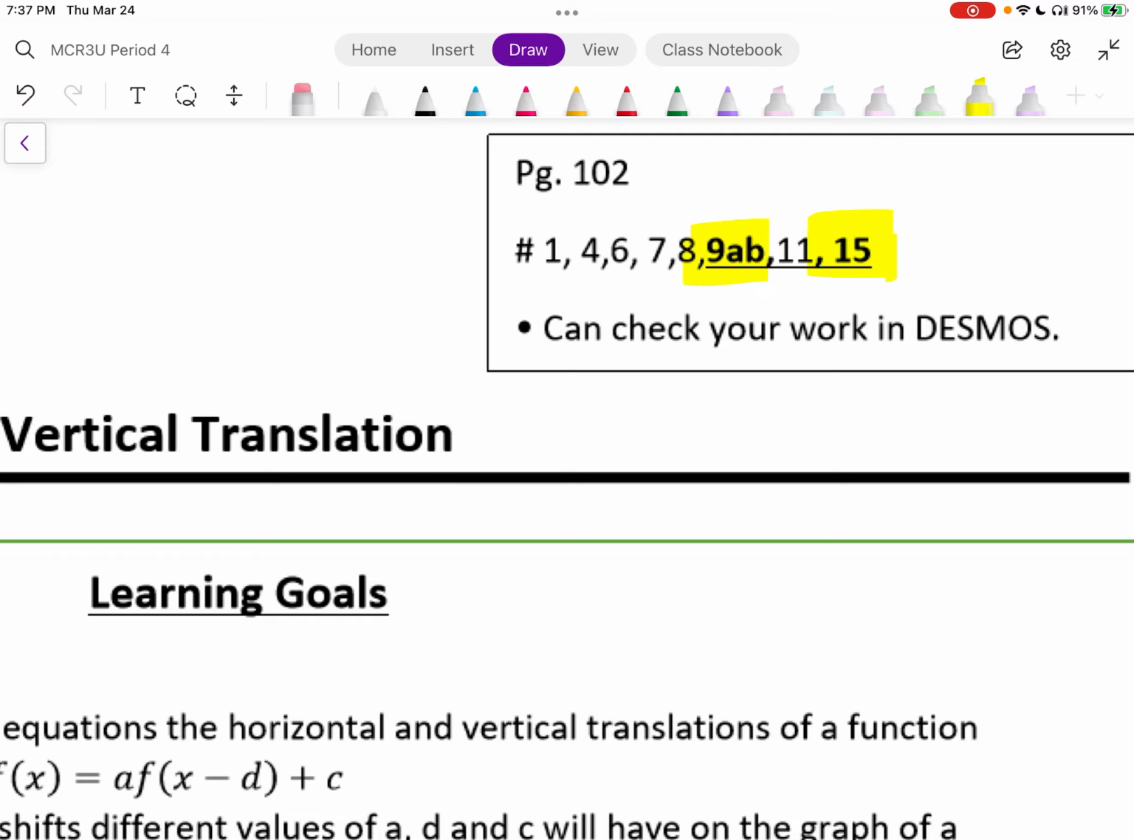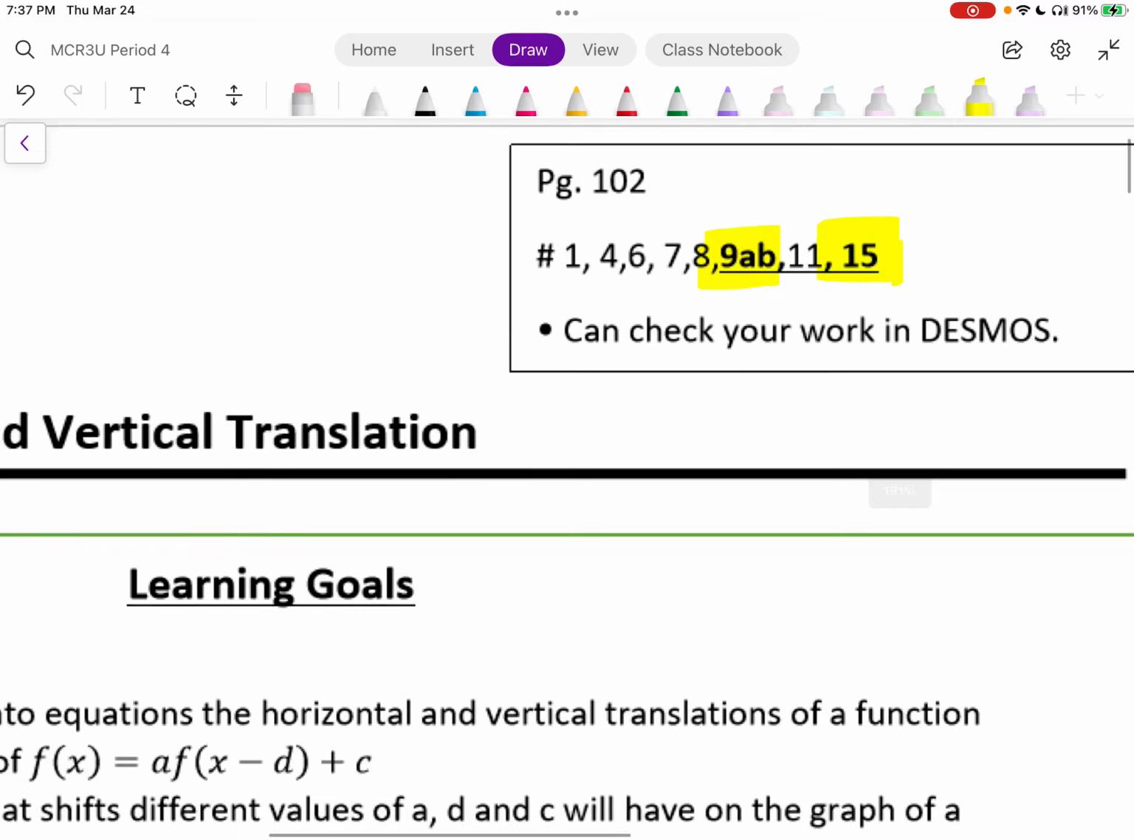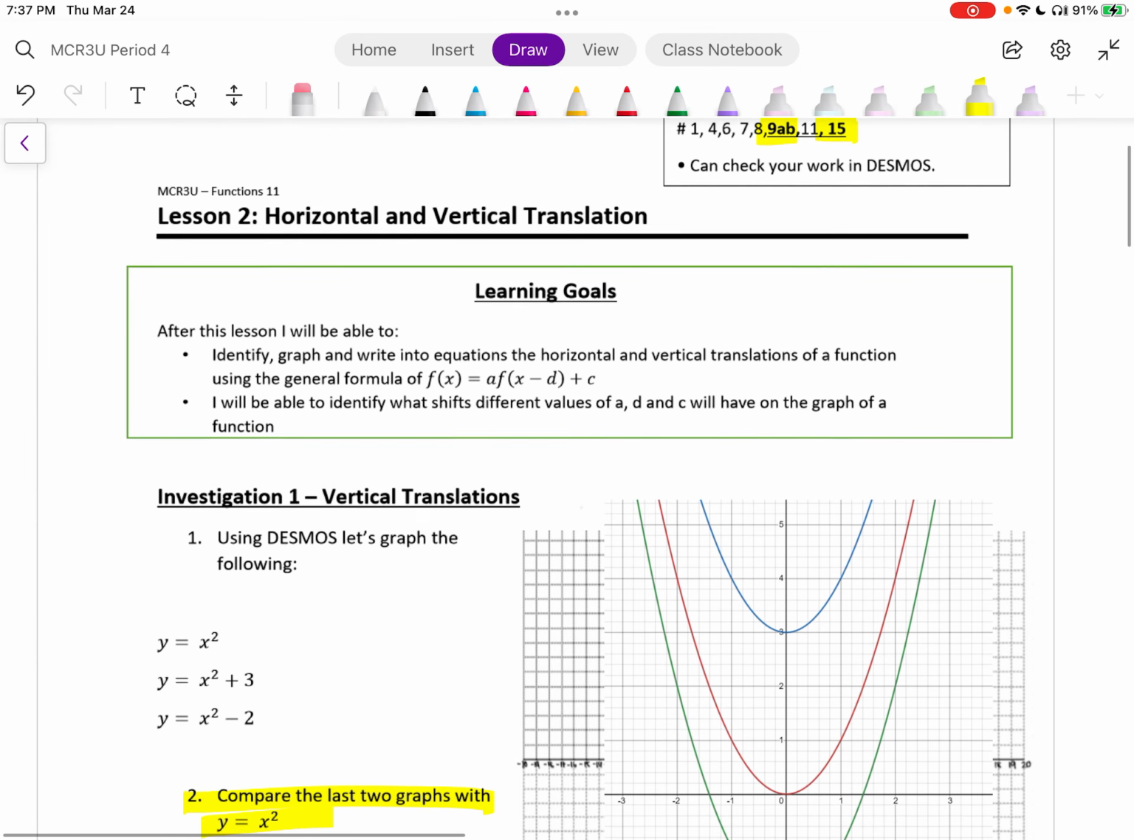So these are the two homework questions that I definitely want you to do, 9A, B, and 15. Please submit those to Google Classroom.